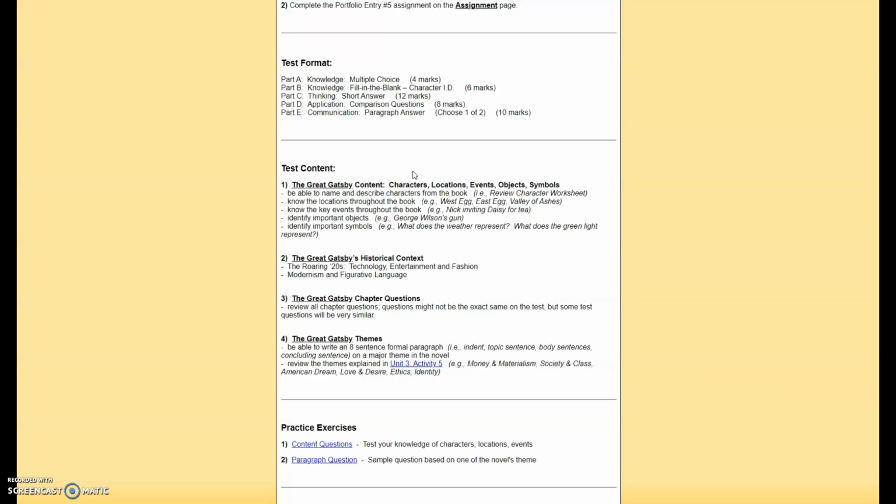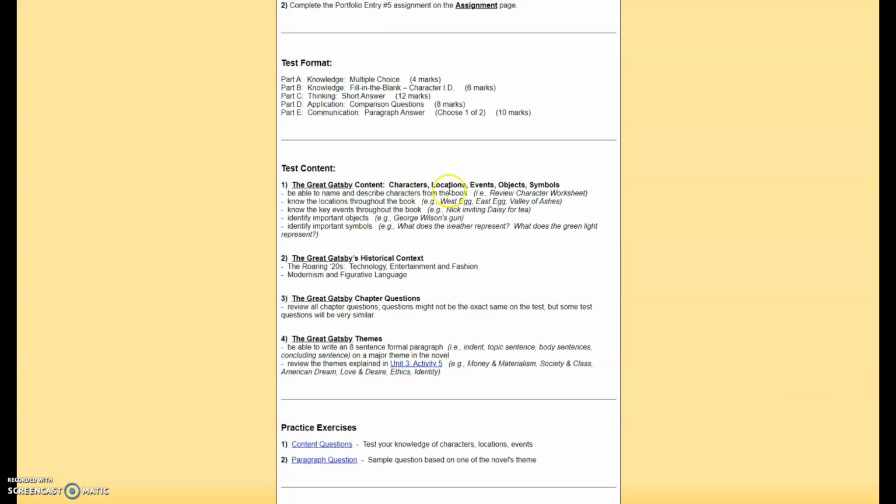You should definitely know the characters that are in the character assignment in Unit 3, Activity 3. Those 8 characters are certainly the most important, but you should know some other characters as well. Somebody like Klipspringer, the man that plays the piano and lives in Gatsby's house. He'd be somebody that is in multiple scenes, and we'd need to remember him. Or someone like Owl Eyes, who's in some very important scenes in the book.